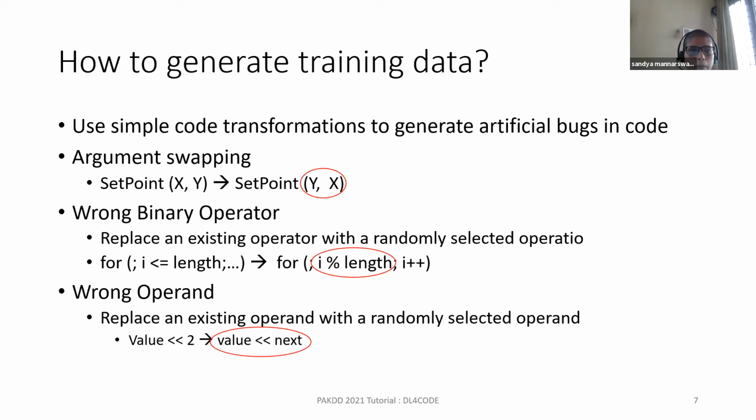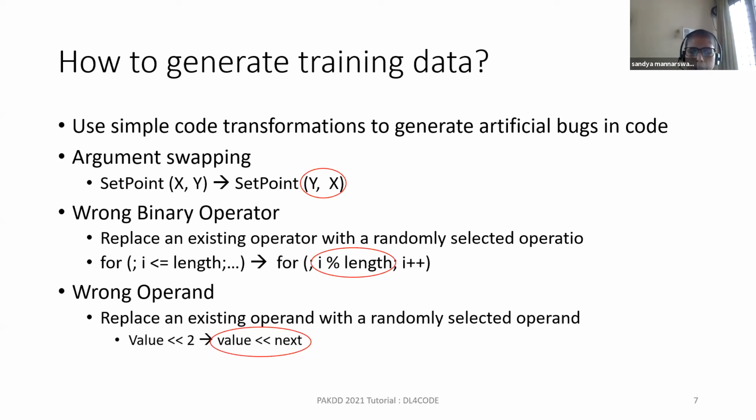And you can have a binary operator which, instead of being used as operator A, ends up using operator B. The example here is a for loop where you're going through the length, and instead of comparing less than or equal to, you end up using a modulus operator. And the other case of buggy code is a wrong operand, where you're trying to do a left shift and instead you end up shifting with some other operand which is incorrect.